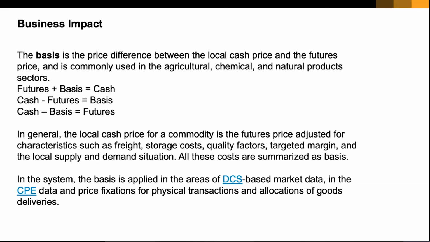So like I was explaining, a basis pricing gets added on top of the futures prices to come up with the cash price at that time at that location, right? And these are the different formulas: basis is the cash minus futures, and futures is the cash minus basis.